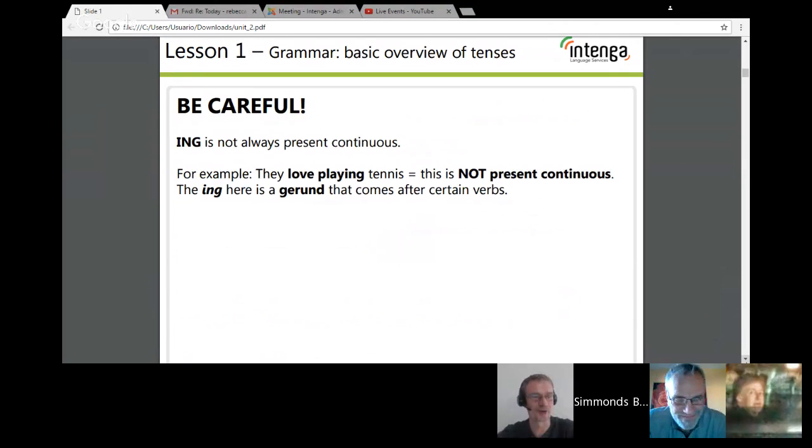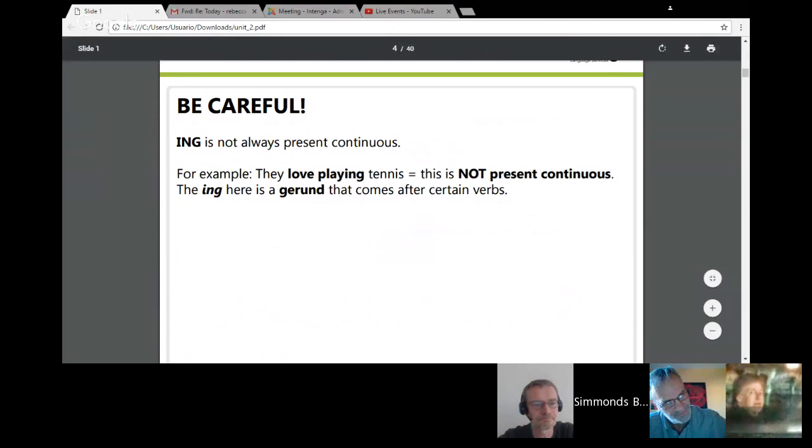Be careful. ing is not always present continuous. For example, they love playing tennis. This is not present continuous. The ing here is a gerund that comes after certain verbs. So this is exactly what I was just saying. Okay. There are other examples. Any questions?